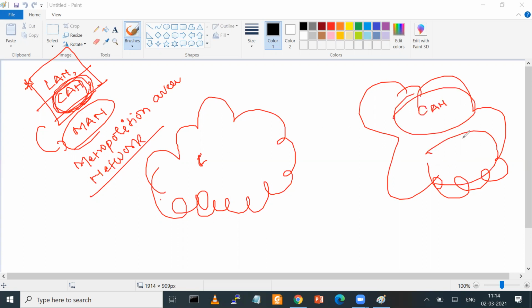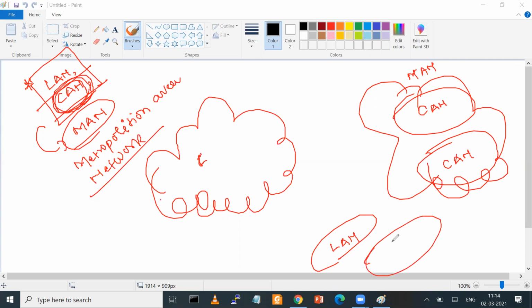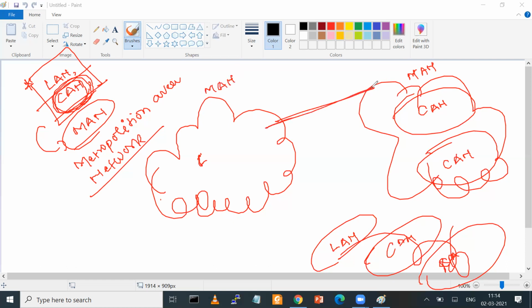When we group multiple CANs, it becomes MAN. See, it is like this. When we group LANs, we get CAN. When we group CANs, जब हम कैन को मिला देते हैं कैंपस एरिया नेटवर्क को, तो क्या बन जाता है? MAN. Within a city we get LAN as well as CAN also. So let's say if I try to connect two cities, Delhi and Haryana, it is your MAN network, metropolitan area network.